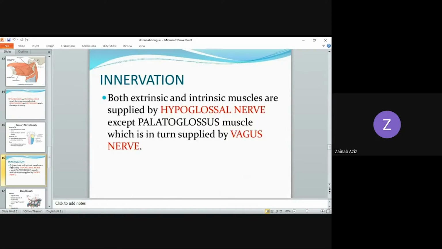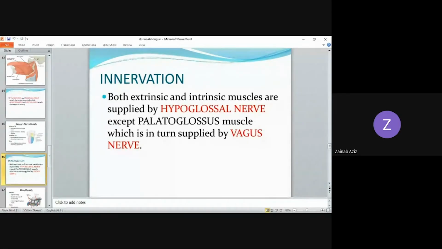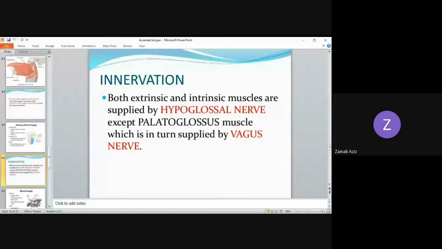So about the innervation, both intrinsic and extrinsic muscles are supplied by the hypoglossal nerve, except the palatoglossus muscle, which is in turn supplied by the vagus nerve. Both extrinsic and intrinsic muscles are supplied by the hypoglossal nerve, except palatoglossus muscle.